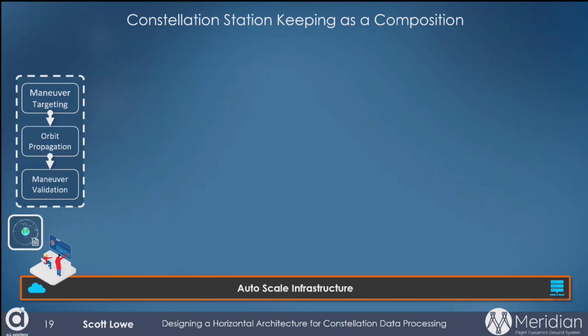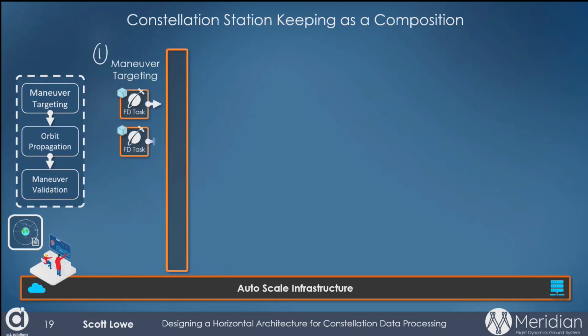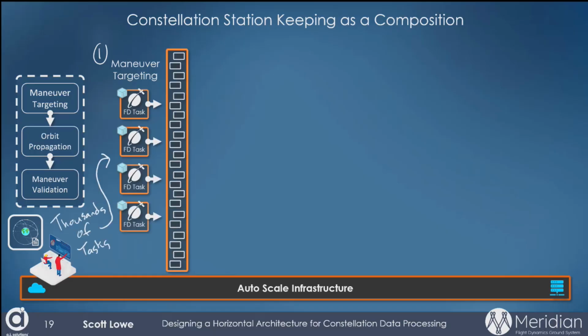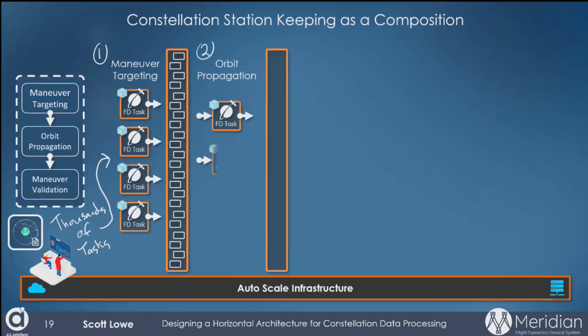So as a last step, let's take a look at what we're doing with our constellation orbit operation, right? So we have to do maneuver targeting, orbit propagation, and maneuver validation. You can see that for maneuver targeting, we can scale up our flight dynamics task just based on how much volume of data we're producing through targeting. Orbit propagation, we might be able to propagate a significant number of orbits in batches. So it might not be that our flight dynamics tasks are necessarily one-to-one with the number of spacecraft.